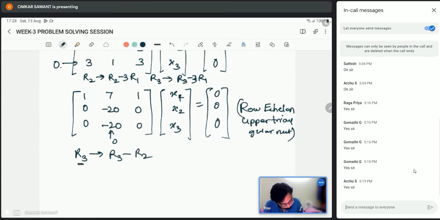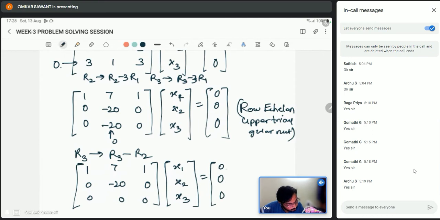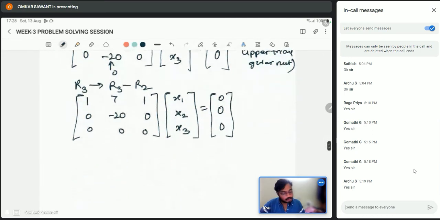Right. 1 7 1, 0 minus 20 0. This will be 0 0 0. Okay, so 1, x2, x3. Right. Are these things clear to you? Now, as this row is entirely 0, we will not consider it. We will have only two equations, as this complete row is 0.